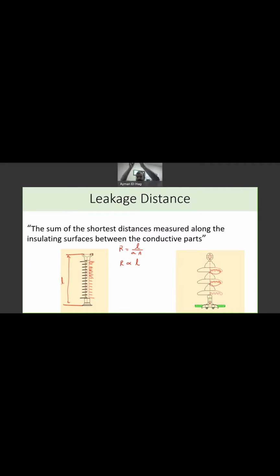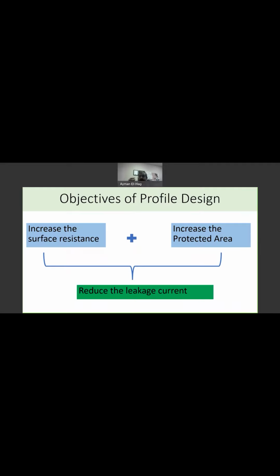If I have just a rod, the rod becomes easily wetted. So even if you can maintain a long length of the rod, still there is another problem, which is the wetting of the insulator. So in brief, the objective of the profile design of the insulator is, A, increase the surface resistance by increasing the length, B, increase the protected area, and these two together will work to what? To reduce the leakage current.